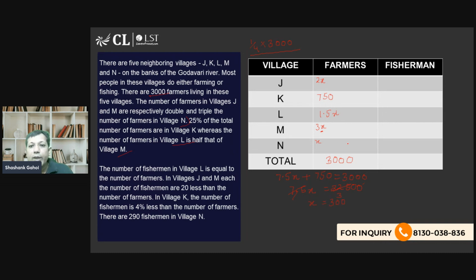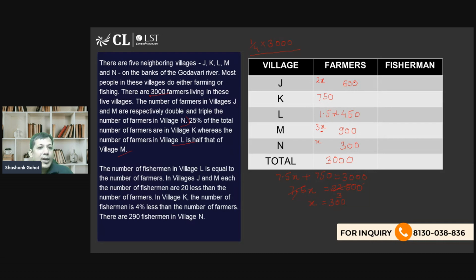Okay, so in N, how many farmers do we have? 300, that is x. In M, how many farmers do we have? That is 3x, that is equal to 900. In L, that is going to be 1.5x, that is 450. In J, it is going to be 600. So we have got the actual value of farmers in all the villages.